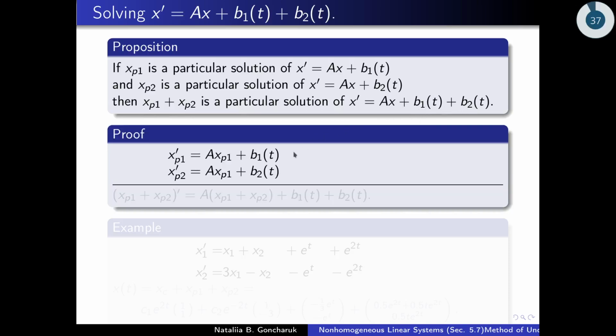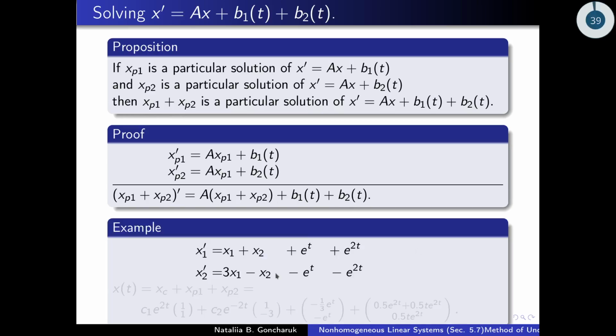The proof is you just notice that xp1 is a solution of this equation, and write down that xp2 is a solution of the second equation, and then you add both expressions and get that the sum of xp1 and xp2 solves the equation with b1 plus b2.